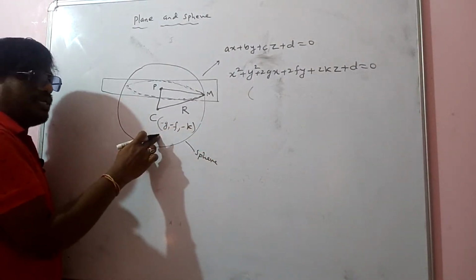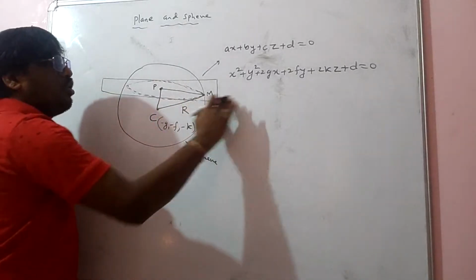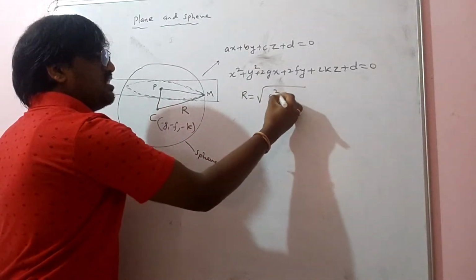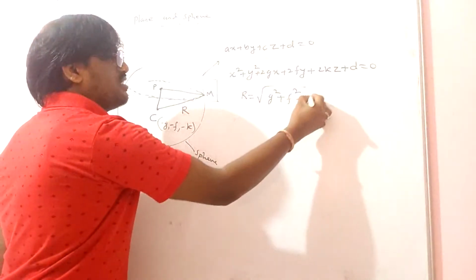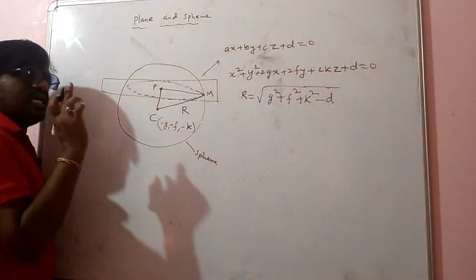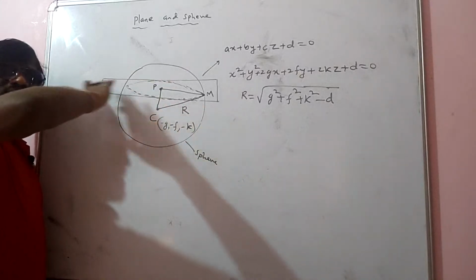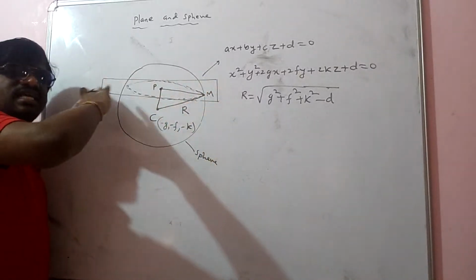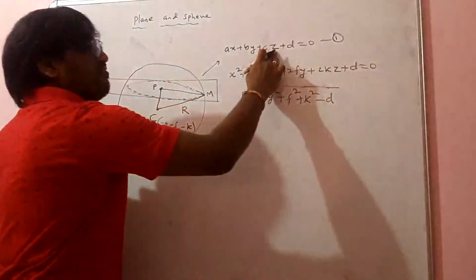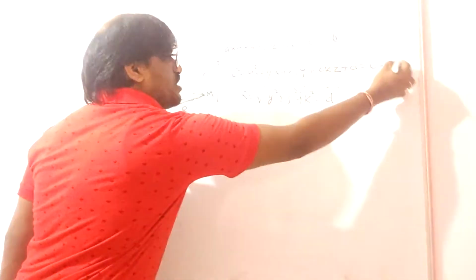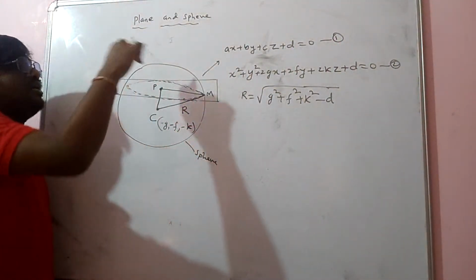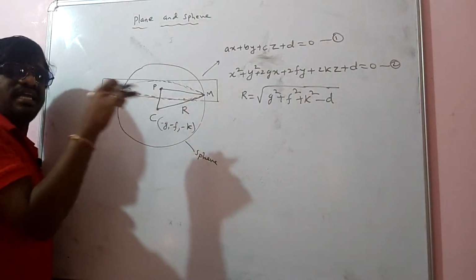And what else do you know? You know the radius. The radius of the sphere is the square root of g square plus f square plus k square minus d. This is the radius of the sphere. It means when a plane is cutting the sphere, they are giving two things: one is the equation of the plane, one is the equation of the sphere, and asking to find the radius of the circle.